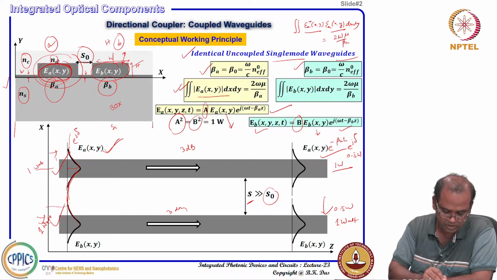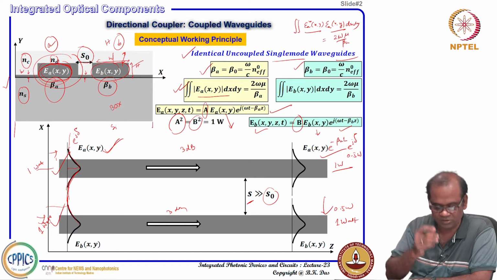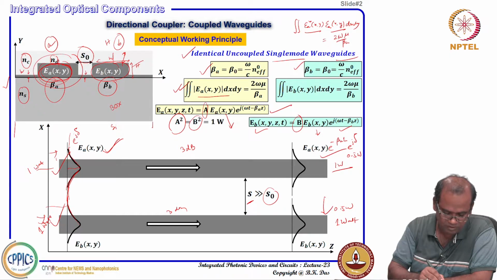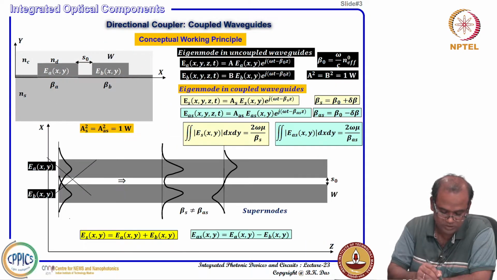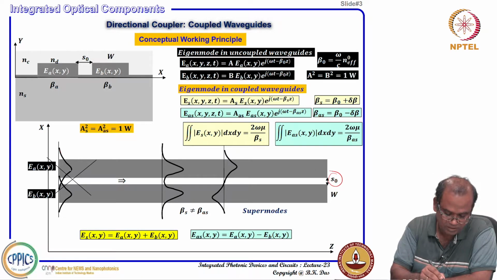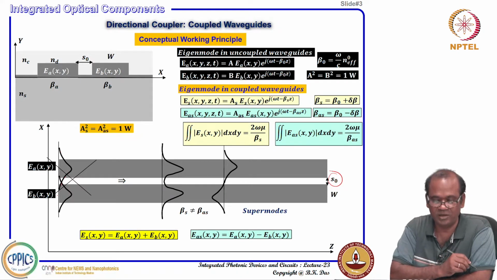But if you see after a depth, the so-called skin depth or something like that, the evanescent tail will be decaying very fast and nearly 0 you will be getting here. So, as long as they are nearly 0, this mode will not see the presence of the second waveguide and vice versa. But when the separation is reduced to S naught, that is our desired one, the evanescent tail of waveguide A is penetrating through the separation gap, and it sees some presence of the second waveguide and vice versa.